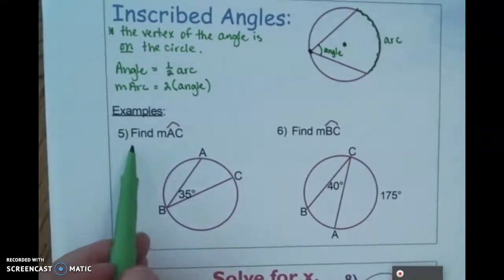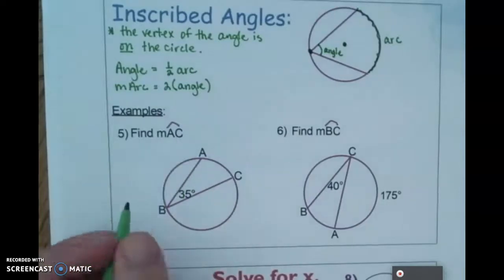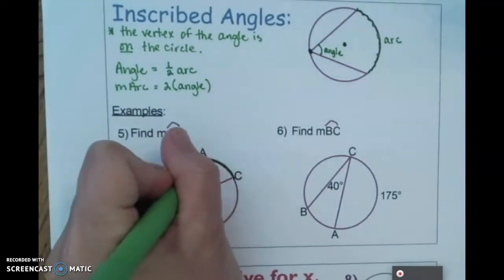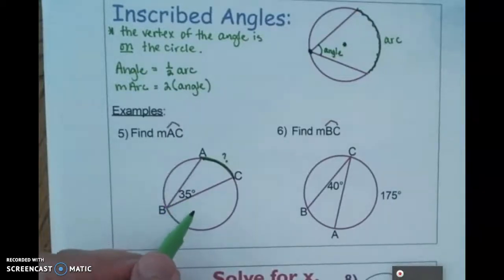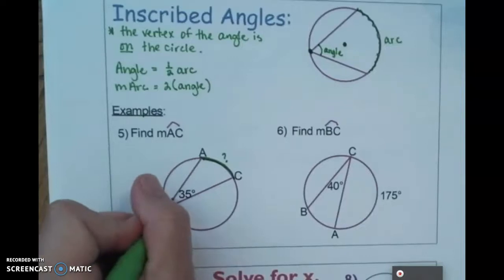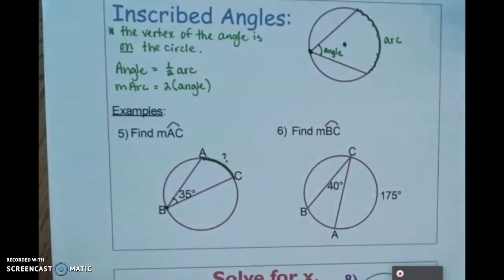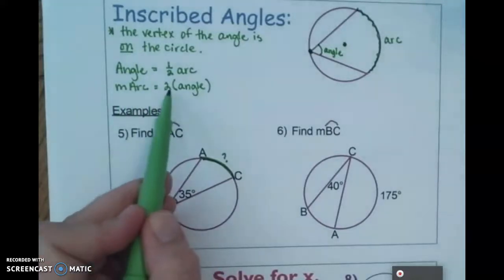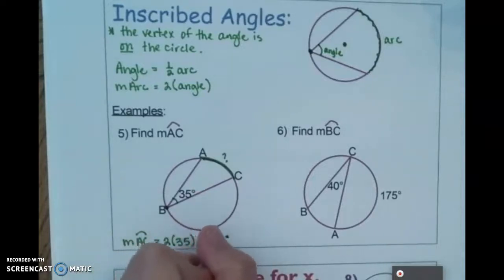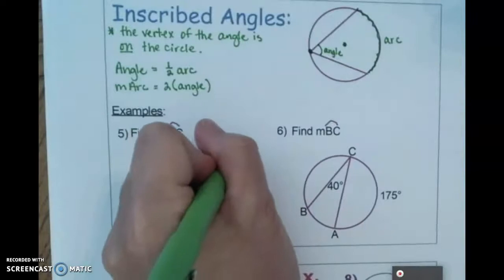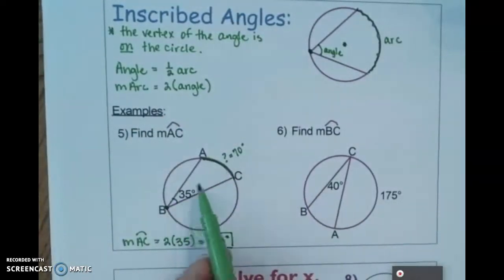So if we look at example 5, it says find the measure of arc AC. So again, give yourself that visual of what you're looking for. We're looking for the measure of arc AC. So you could ask yourself, do I know a central angle or do I know an inscribed angle? In this case, our angle is inscribed because the vertex is on the circle. So if we're looking for the arc, we want to do 2 times the measure of the angle. So the measure of arc AC is going to be equal to 2 times our angle of 35 degrees. So that arc would be 70 degrees. Okay, so 70 degrees. So you're just doubling it, basically.